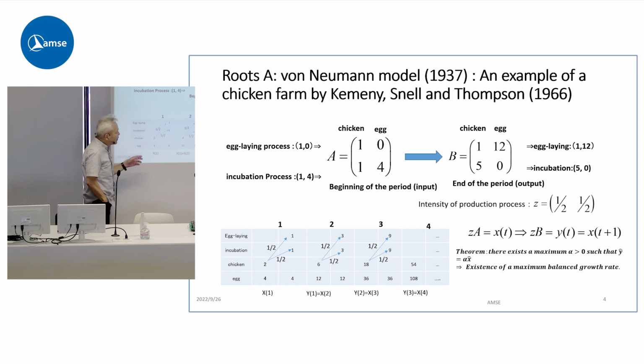Then they consider that the number of chickens increases every period. Von Neumann proved that there exists some maximum expansion rate, or in a sense a growth rate, alpha, and it repeats the same process forever. This kind of model is now not so familiar.